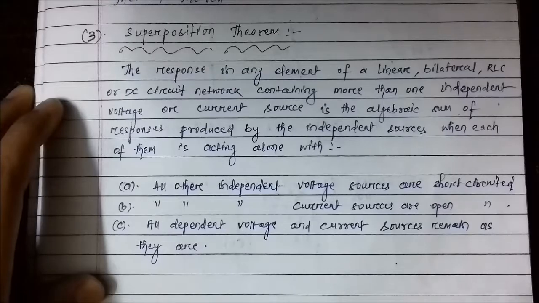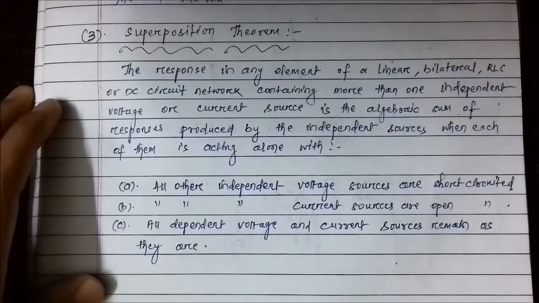So what it says is that in a circuit containing multiple voltage or current sources, the value of current at any point in the network when all of them are considered together will be the same as the sum of the currents at that same point when each of the sources, voltage and current sources, is taken separately.